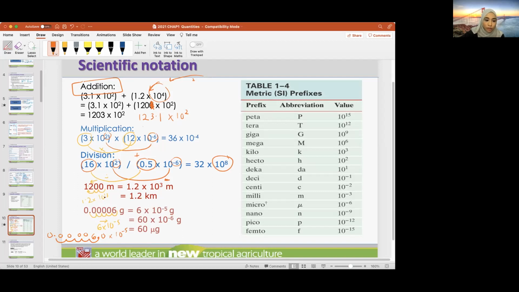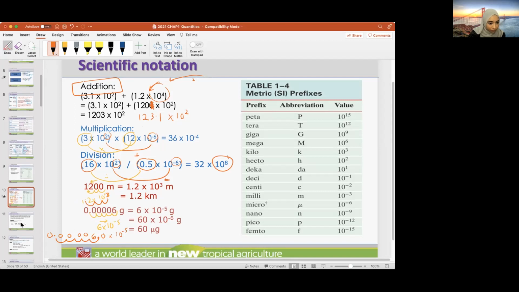Same here, 1.2 times 10 to the 3. I want to convert it back to its general number, I would say. So 1, 2, 3. So I get 1,200. Okay. Straightforward stuff. If you still struggle with this, please revise.